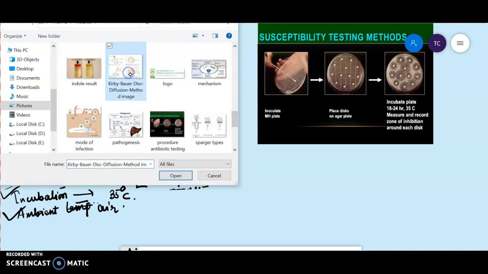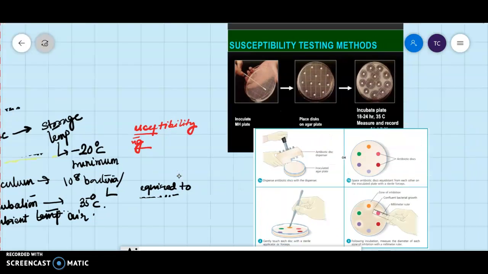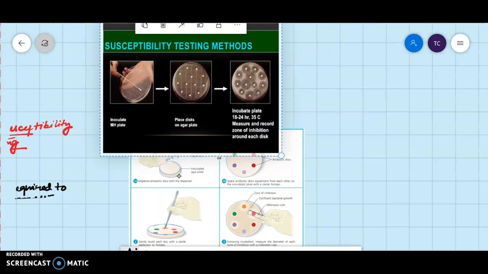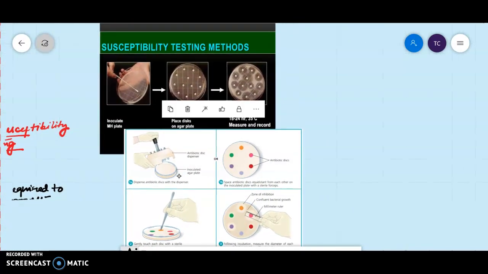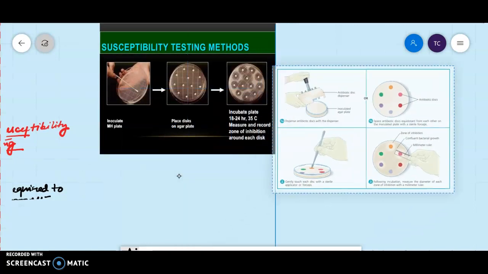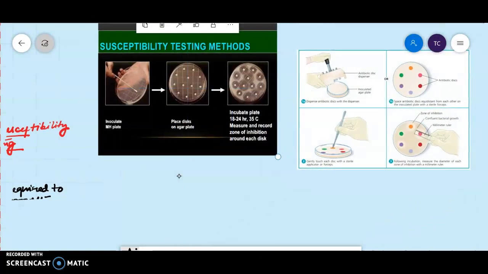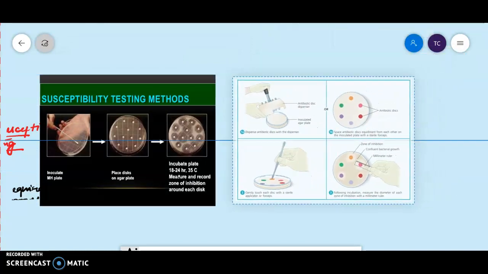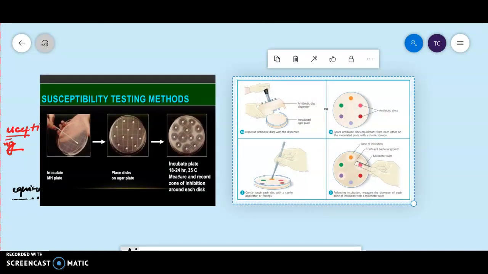Yes. So these are the two images which will best describe your procedure. So see these two images. This will basically describe your procedure. So see, this is a Petri plate.